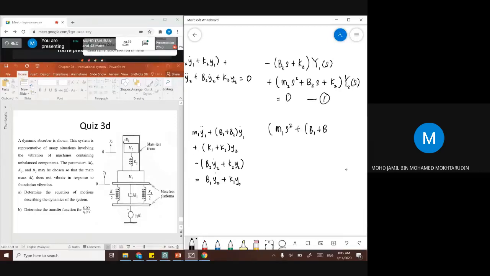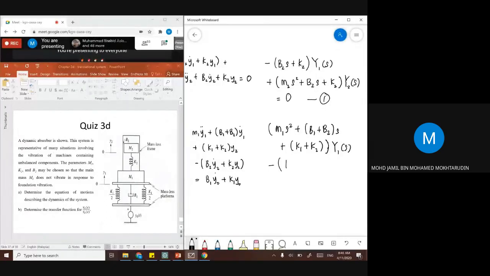B1 plus B2S. Scroll a little on the free body diagram together. Wait, finish this first. K1 plus K2, Y1, minus, B2S plus K2, Y2, my Y is ugly, Y2, equals, B1S plus K1, Y0 S. Okay.